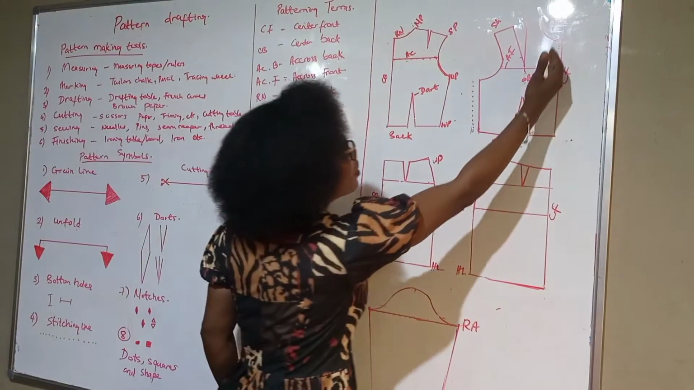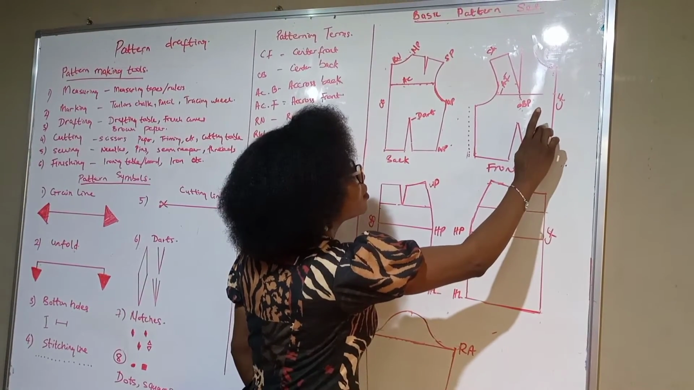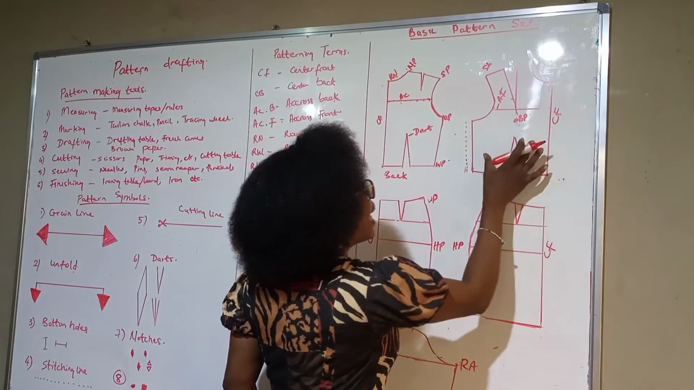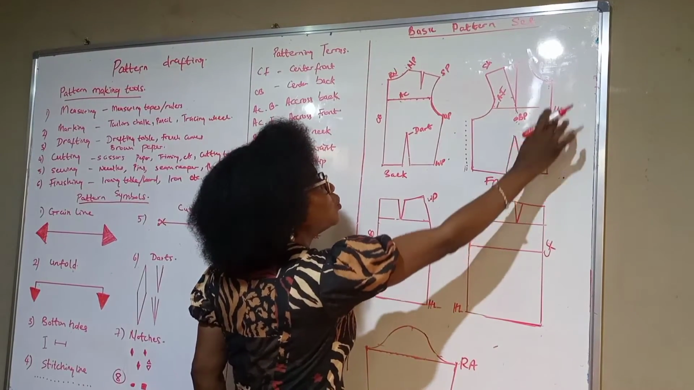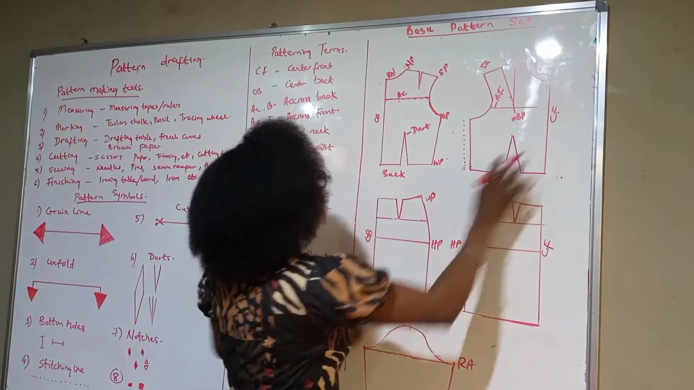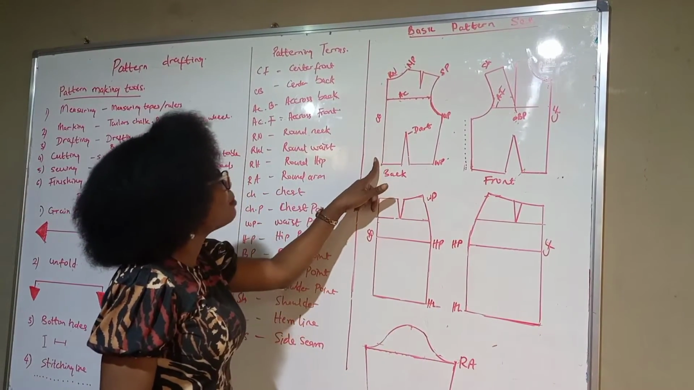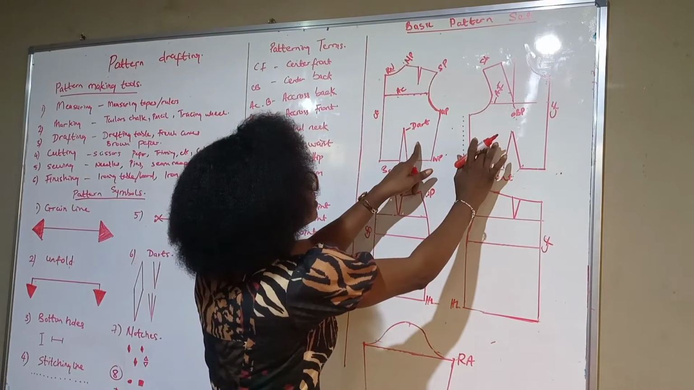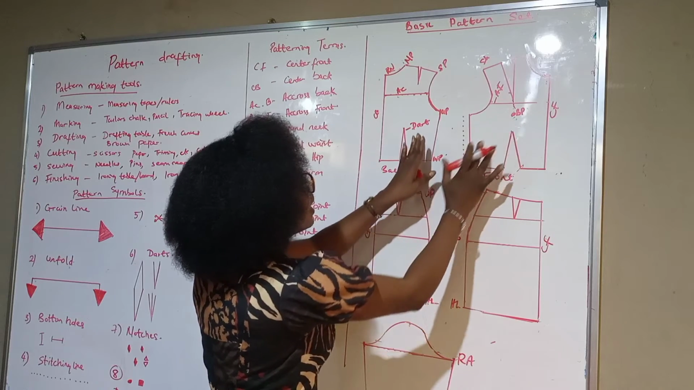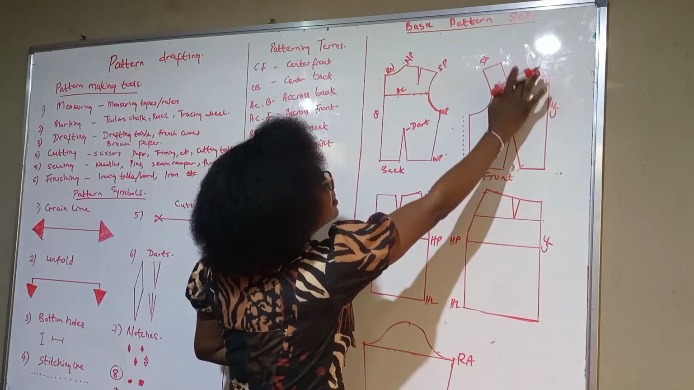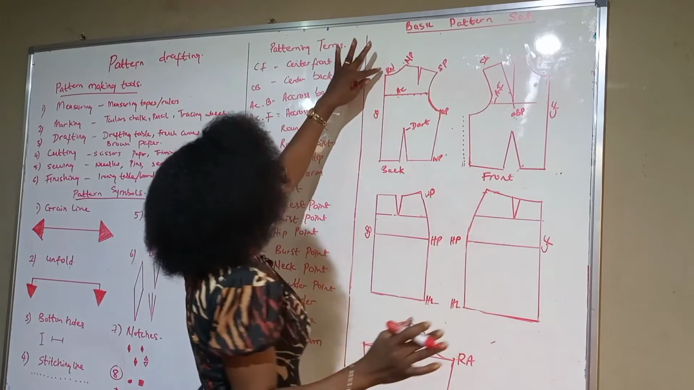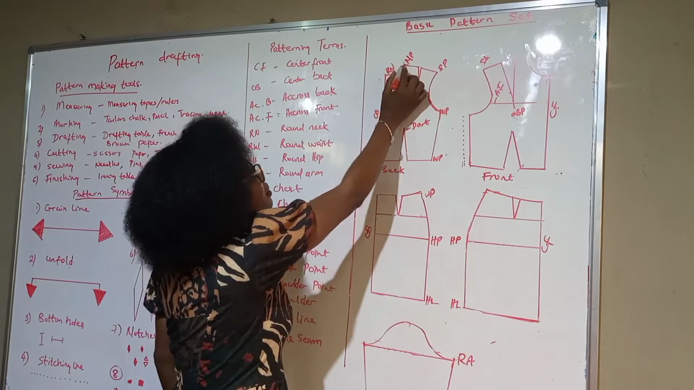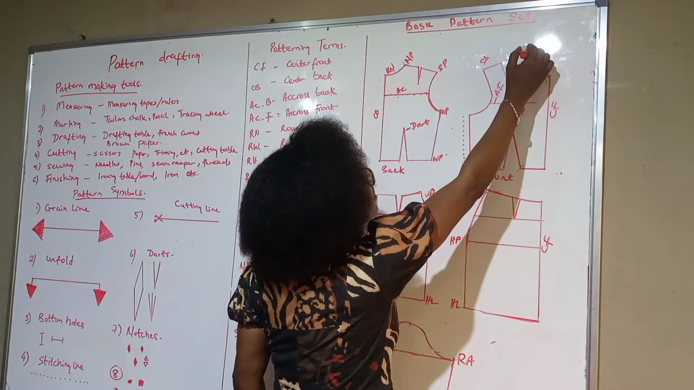Let's look at each of these and relate them with these terms. This is the center front for the front upper pattern. That is where you see the CF. So anytime you see this on a pattern like this, you know that this is the center front. If you see CB, this is the center back. From this pattern, try and differentiate the difference between the front and the back. The front has a deeper neck. The back neck is not so deep. This is the neck point for the back. This is the neck point for the front.